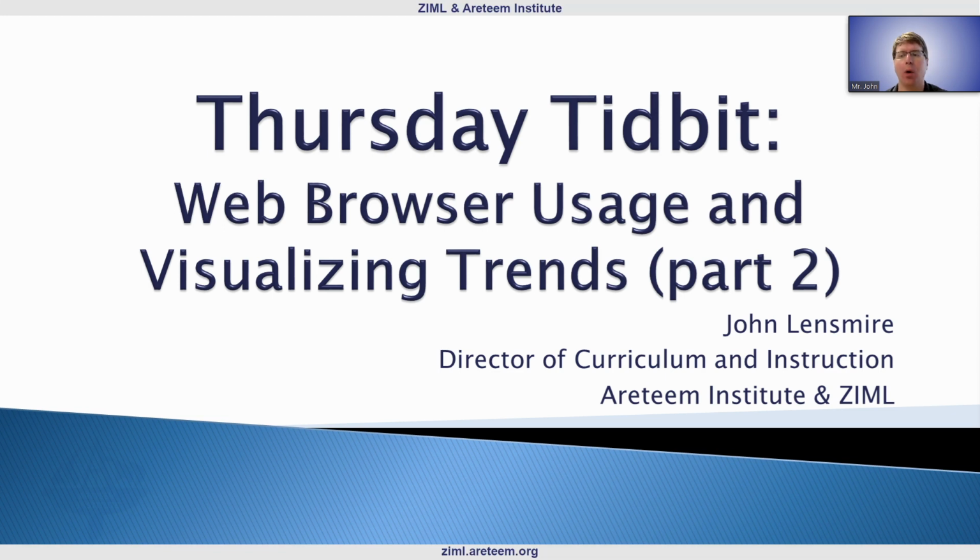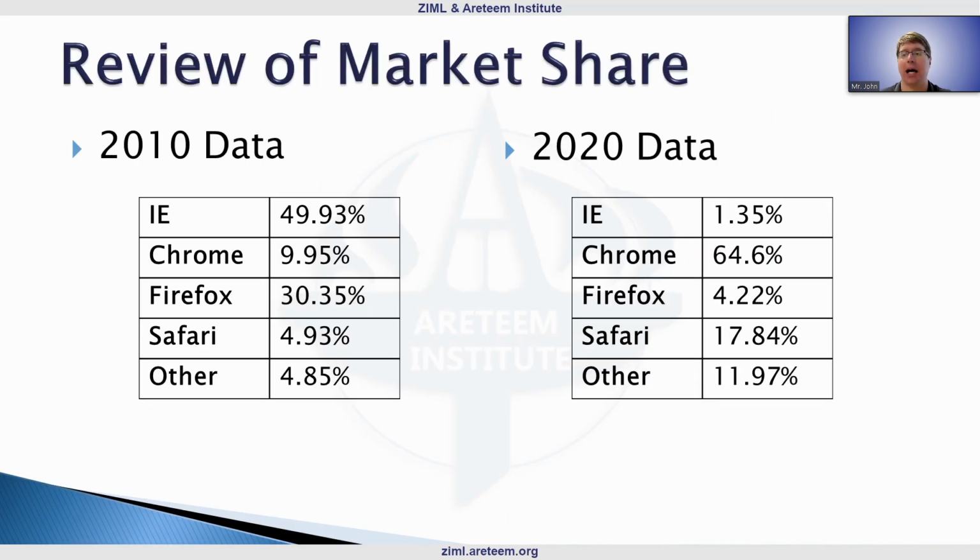So, what were we looking at? Remember, we were looking at web browser usage over time. We don't have all of the data here. I'll link that again below, but we have some data from 2010 to 2020. Sources are linked in that sheet below too. We looked at market share first, so the percentage of people, based on clicks, using different browsers.